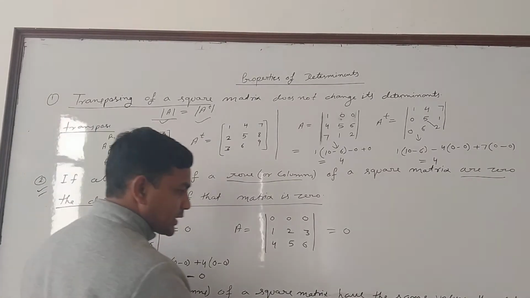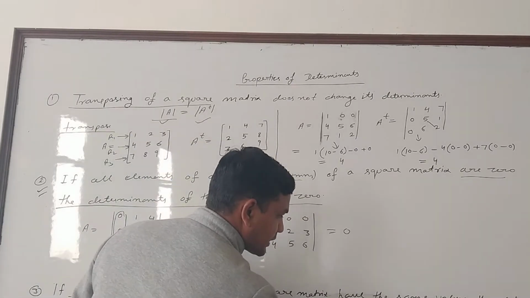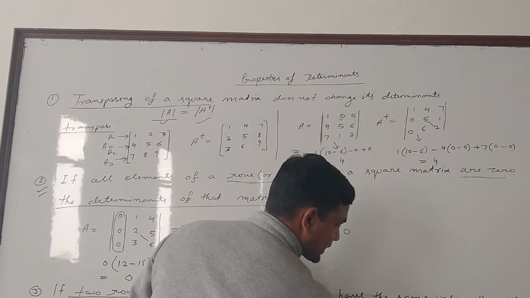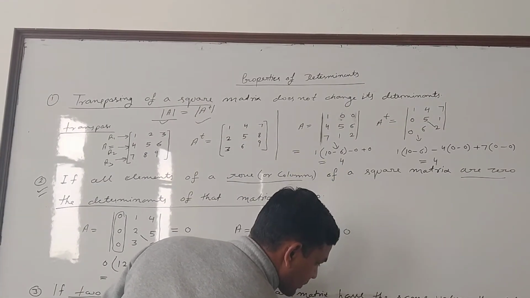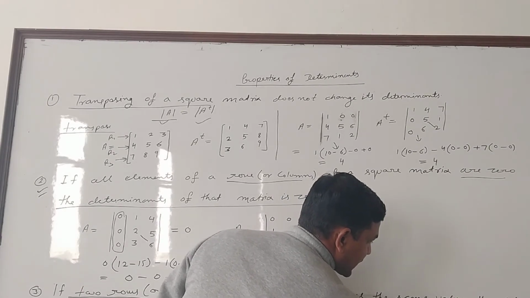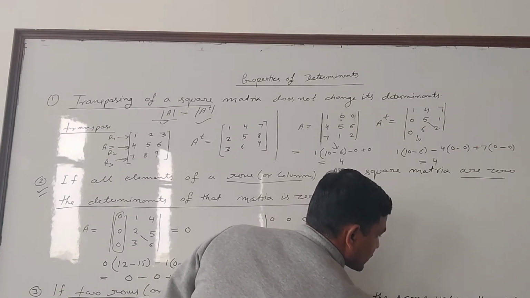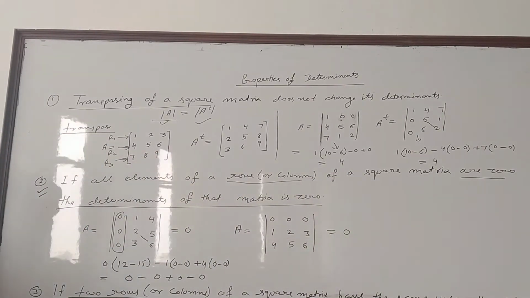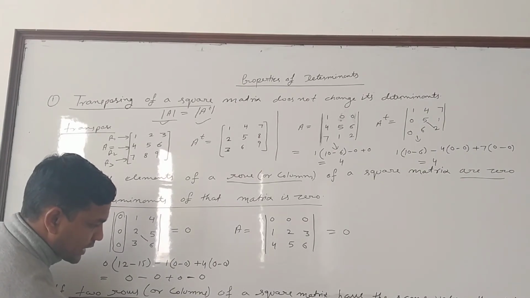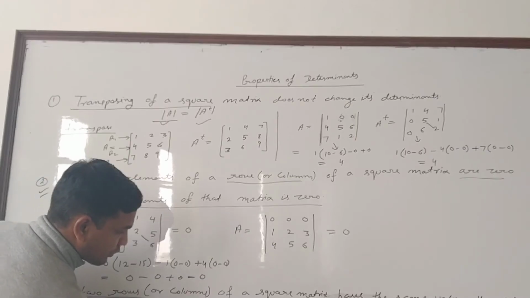In this case, the first column is identical with the second column. First column and second column are both the same. This is column number 1, column number 2, C1 equal to C2. So the determinant of B is equal to 0. And in the other case, this is R1, this is R2, R1 equal to R2, then the determinant of A is equal to 0.